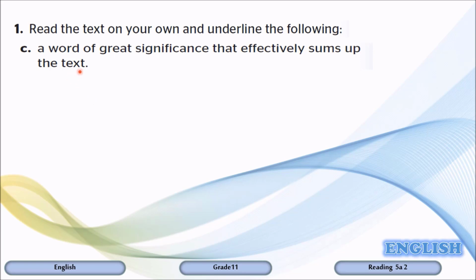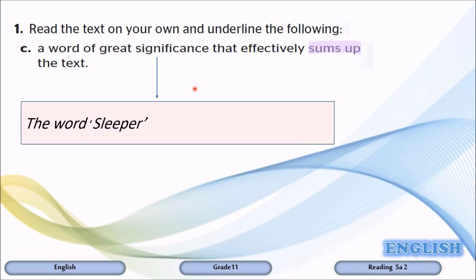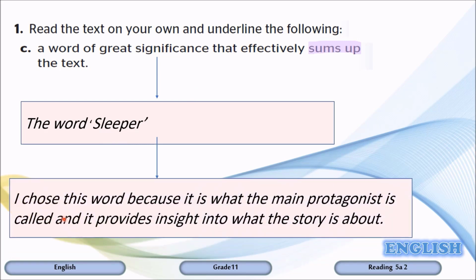Now, have you found the word of great significance that effectively summarizes or concludes the text? What is the word? Right, the word sleeper. Thank you very much. And why did you choose this word? I chose this word because it is what the main protagonist, Graham, is called, and it provides insight into what the story is about. Thank you very much.